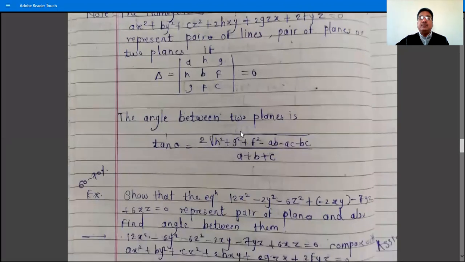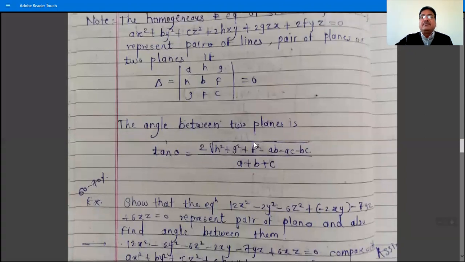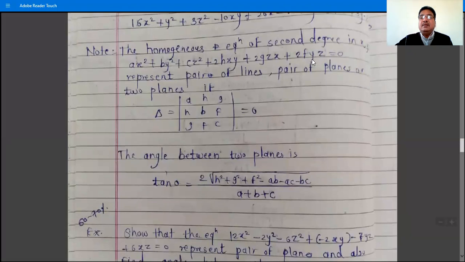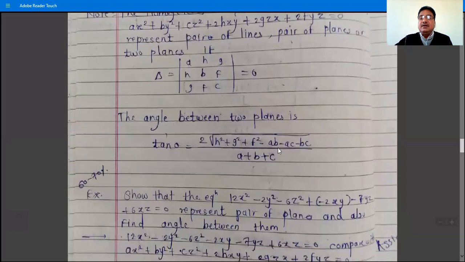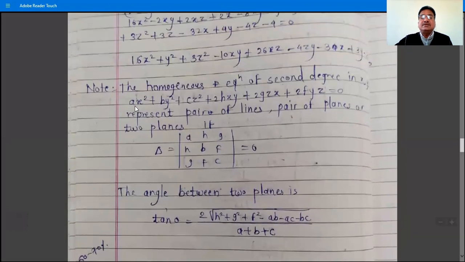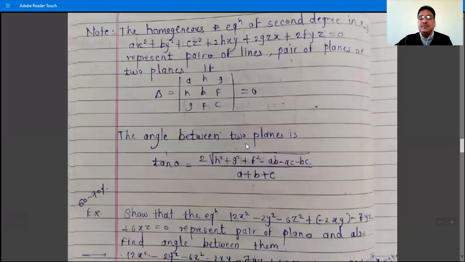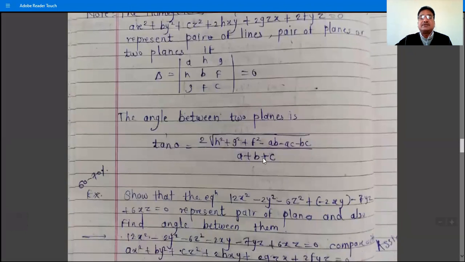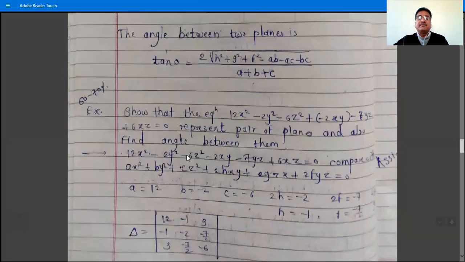And the angle between the pair of planes is what? Tan theta is equal to, this is the formula to determine the angle between two planes, 2 times root of h square plus g square plus f square, that is h, g and f, the coefficients of xy, zx and yz, minus ab minus ac minus bc, divided by a plus b plus c. So remember this formula to obtain the angle between a pair of planes.